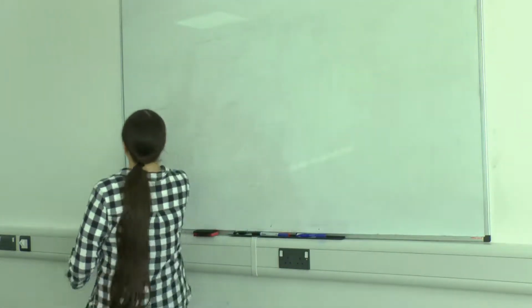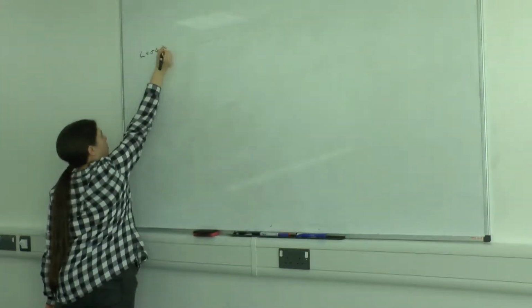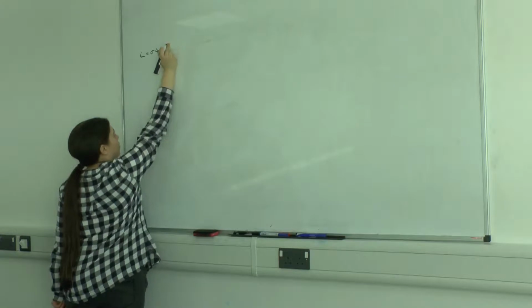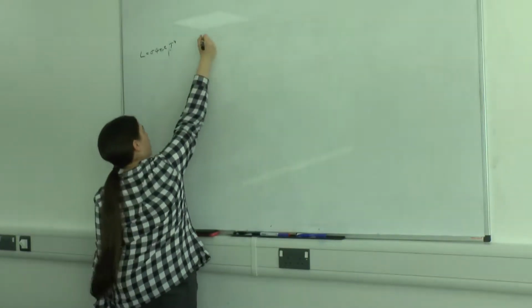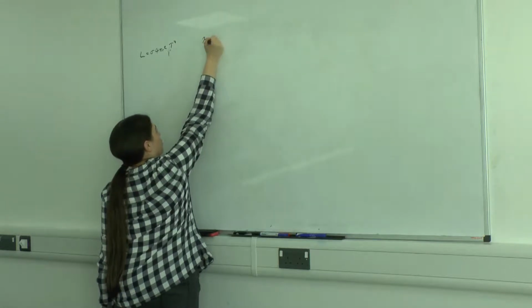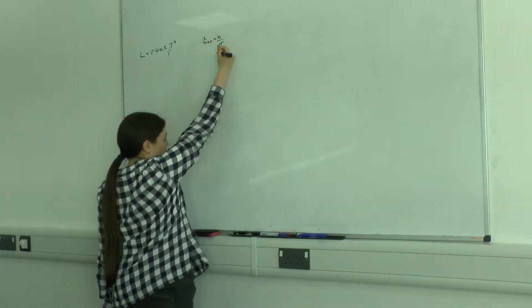So the things you're going to need for this are two laws: Stefan's law, which is luminosity equals the Stefan-Boltzmann constant, area and the temperature to the fourth. And also you'll need Wien's law, lambda max, Wien's constant, and the temperature.